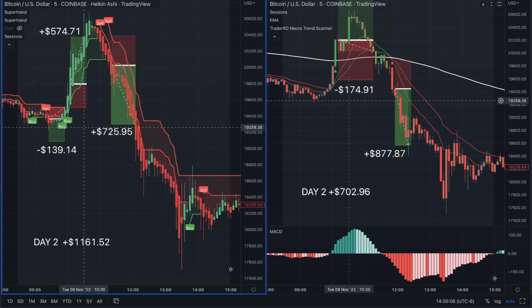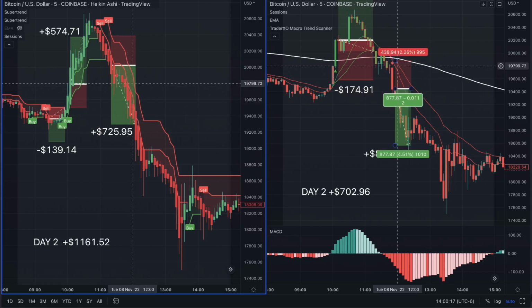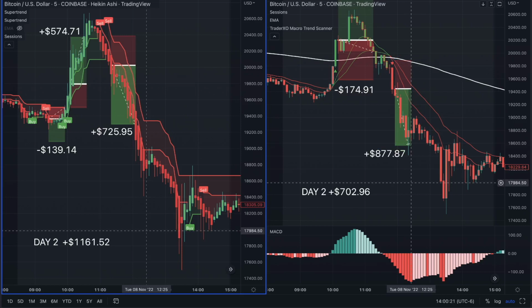I've tracked it quite a few places and it works. Then it gets back in later, we get back under that EMA, we get a nice sell signal, and again set it up to do a trailing stop, but we go ahead and hit our profit pretty quick, and just a huge trade, $877. So we factor those two together, and 702.96 on the day. And guys, that's a great day for both systems.